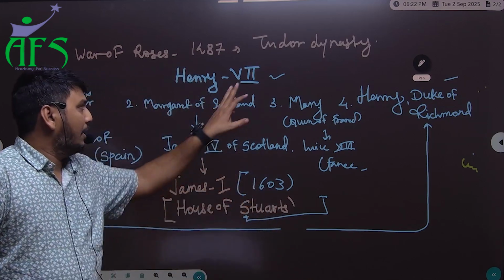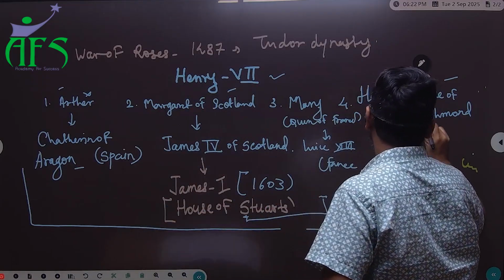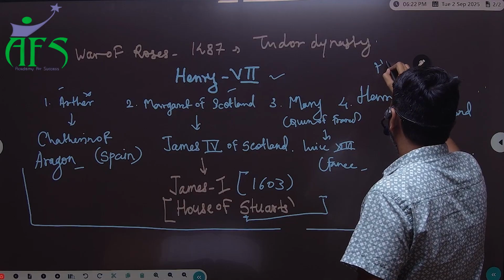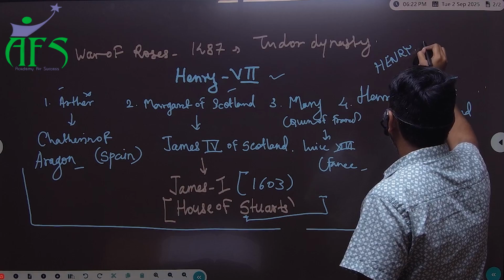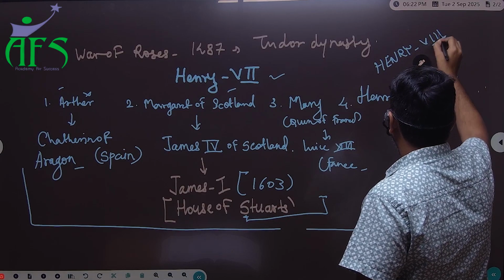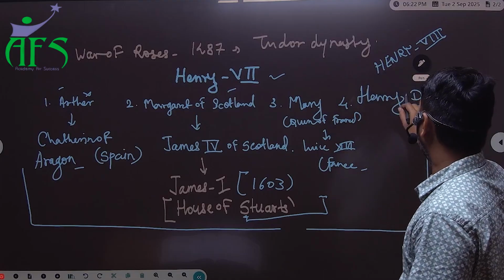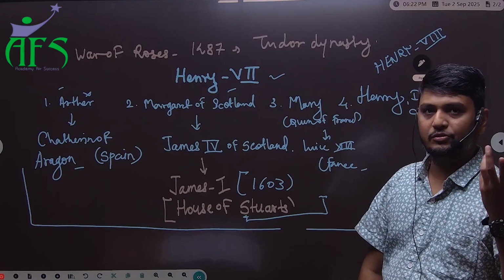Then Henry the Seventh, as we move forward, after the death of Henry VII, Henry VIII came to the throne, and Henry VIII is the one who married his brother's widow.